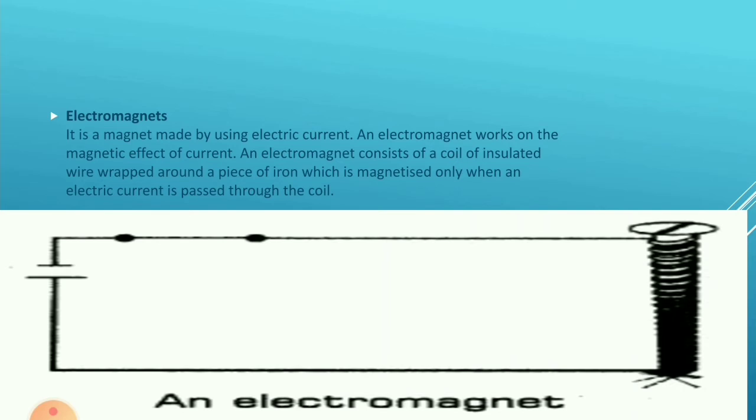It is a magnet made by using electric current. An electromagnet works on the magnetic effect of current. An electromagnet consists of a coil of insulated wire wrapped around a piece of iron, which is magnetized only when an electric current is passed through the coil.